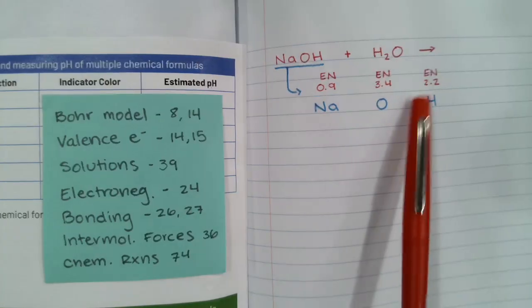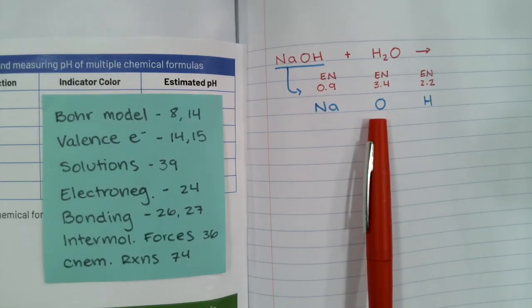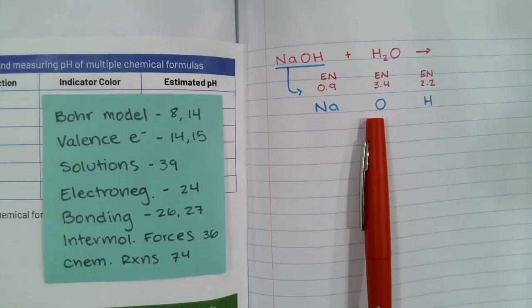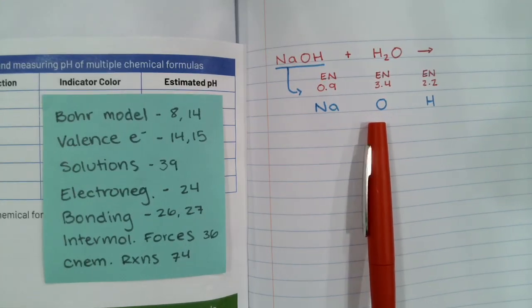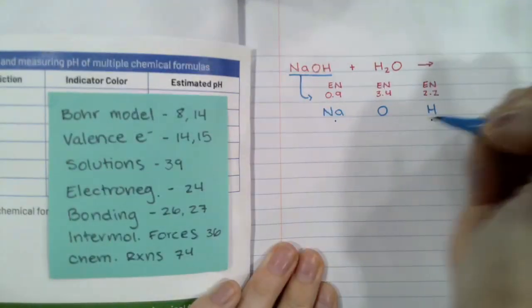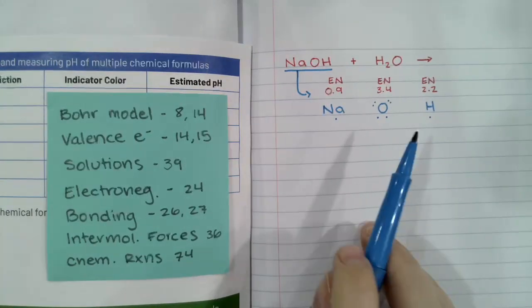We know that hydrogen can only form one bond. How many bonds can oxygen form? 6. No, that's how many valence electrons it has. Actually, why don't we draw valence electrons just so that we're all on the same page? All right, there's my valence electrons. How many bonds can oxygen form?